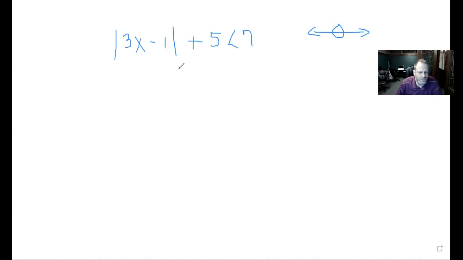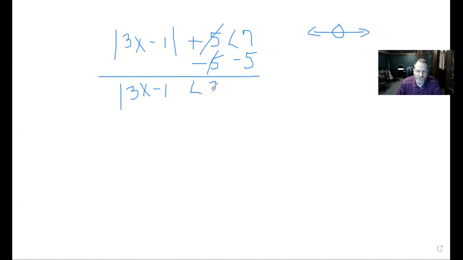All right. So let's get to our centerpiece. We can take away that 5. Cancel, cancel. Okay. And the absolute value 3x minus 1 is less than 2. All right, now we have our centerpiece, guys. So we know that we have to get a minus 2 here. So let's build off of that, guys.